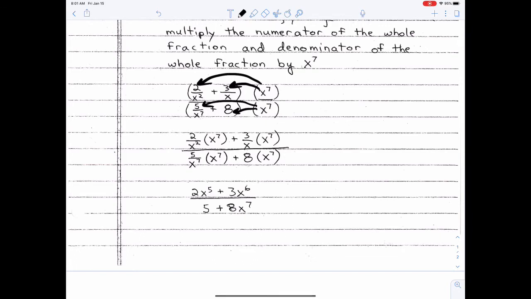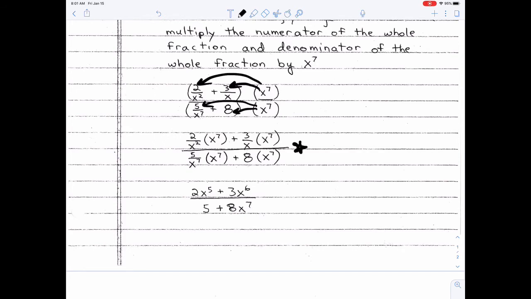And this is what you get right here, okay? And then the idea here is to cancel. All you're doing is getting rid of the fraction within the fraction, okay? Notice you still have a fraction, but what you're going to do is get rid of the fraction within the fraction.